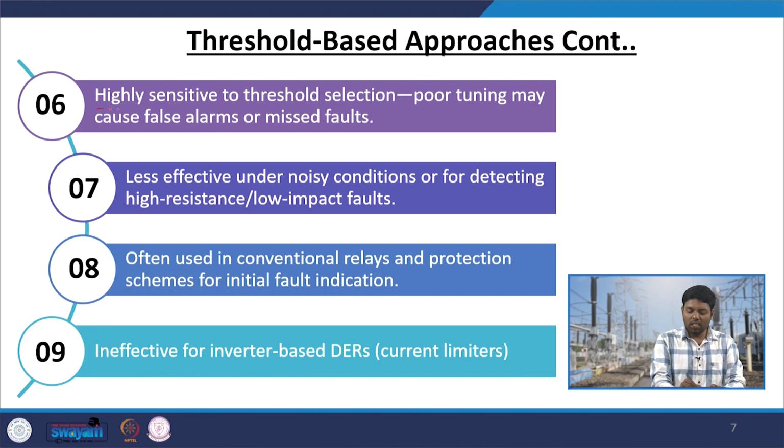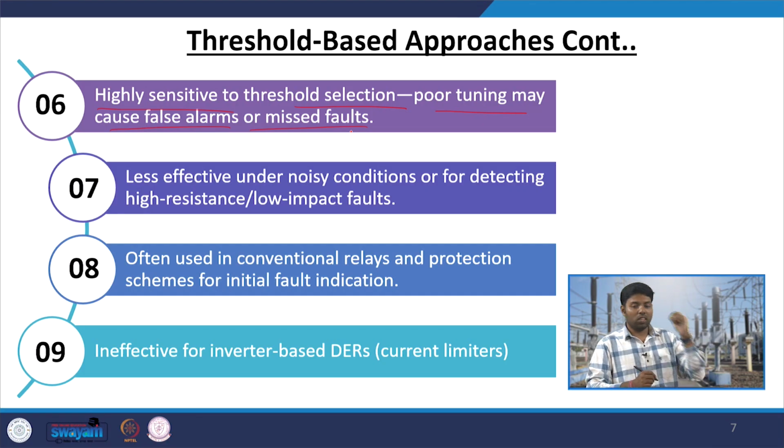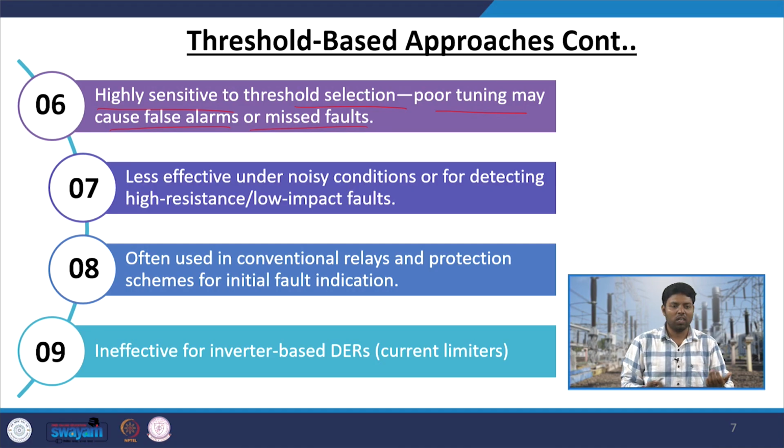But this is highly sensitive to threshold selection. First, that is the main problem. Poor tuning may cause false alarms or missed faults. So, the threshold selection is the primary key for this kind of relays. If your selection is not good and you set your threshold a little bit lower, then sometimes if your system load current goes up to that or maybe more than that, then your system will sense that and trip even at the highly loaded condition.